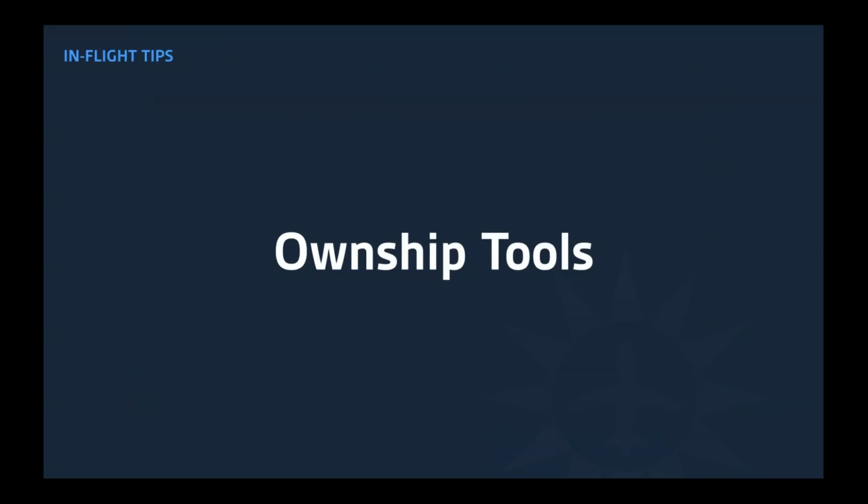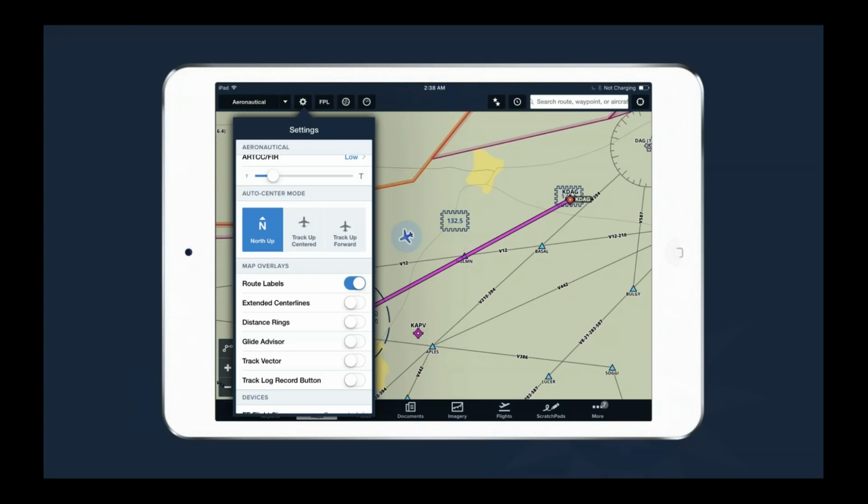I'd like to talk a little bit about ownership tools as well. Ownership tools are pieces of information that you can overlay around your current GPS position, which we call the ownership, to give you more information about where you are. And you can access these ownership tools under the settings menu. If I tap into settings and then scroll down, I see a couple different options here. I want to talk about these four today: extended center lines, distance rings, glide advisor, and track vector.